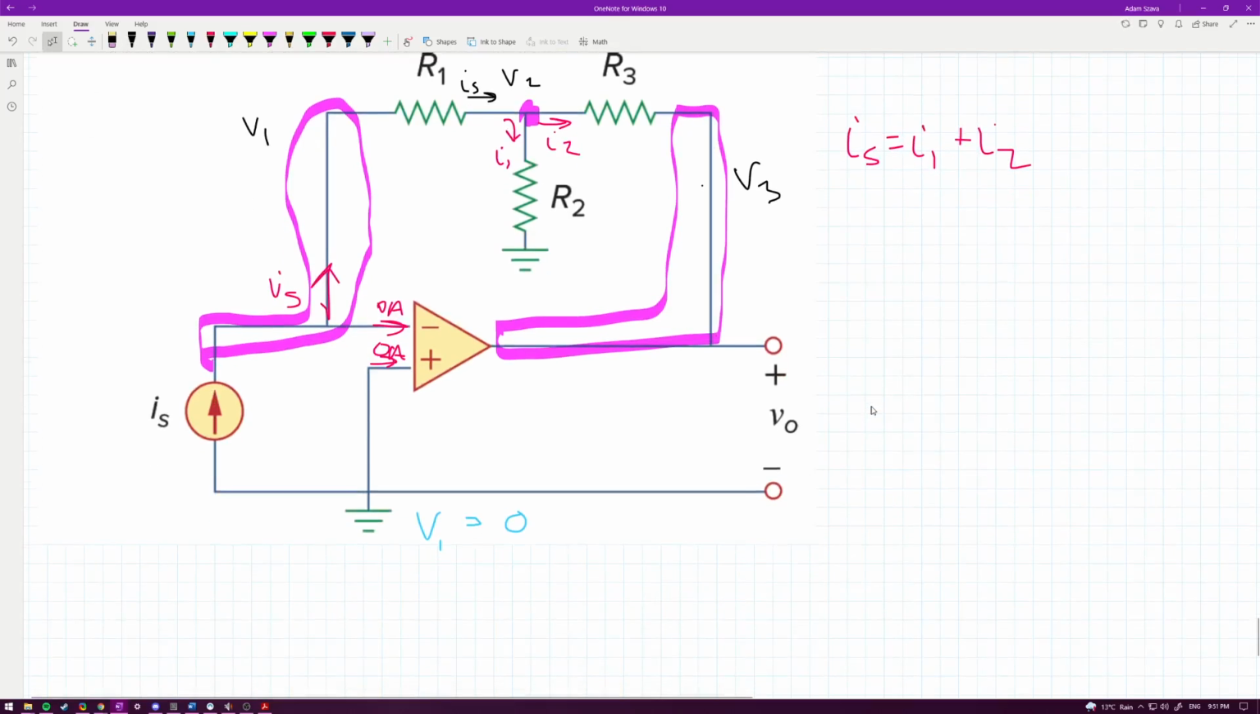So then I think all I have to do now is say, well, okay, 0 minus, yeah, I think I can just do nodal there. So yeah, I'll just say V2 minus 0 over R1.